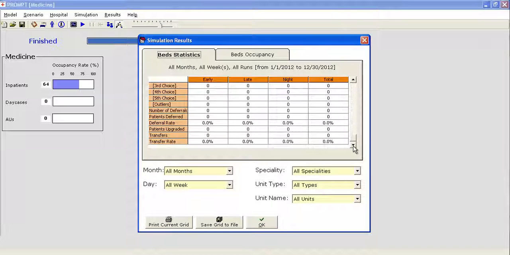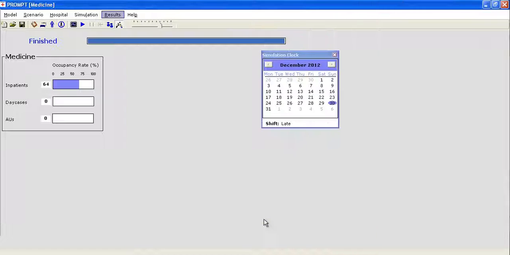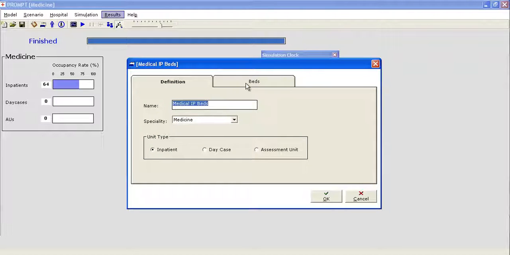The result of that is actually that no one ever doesn't get a bed. There's 0% transfer or deferral rate, which basically means that everybody who wanted to get a bed got one of those 330 beds. That's obviously not realistic because, in fact, this particular hospital doesn't have 330 beds. It has 230 beds.